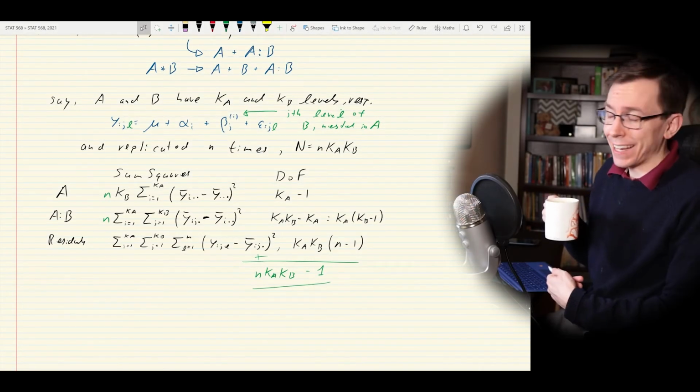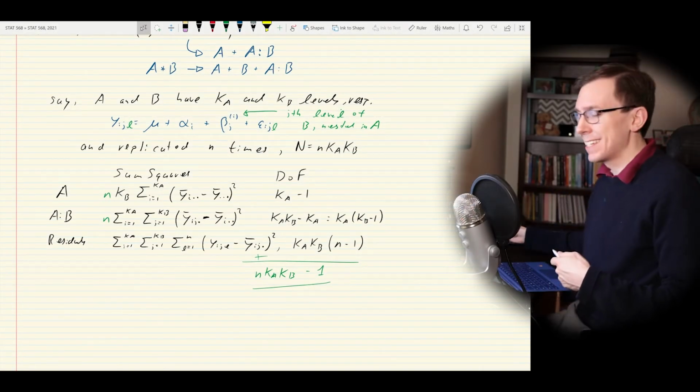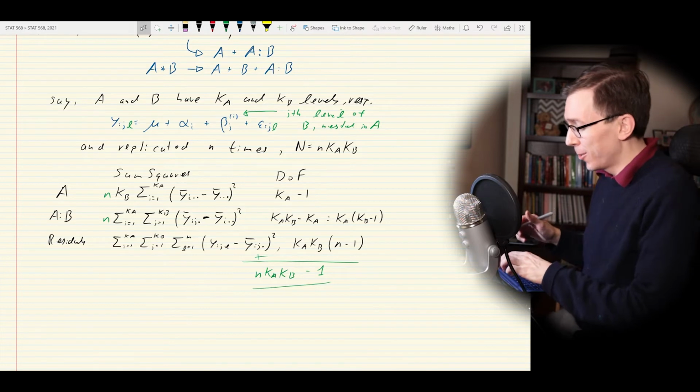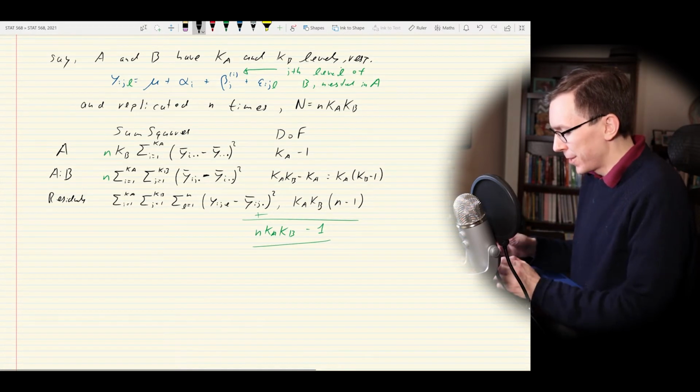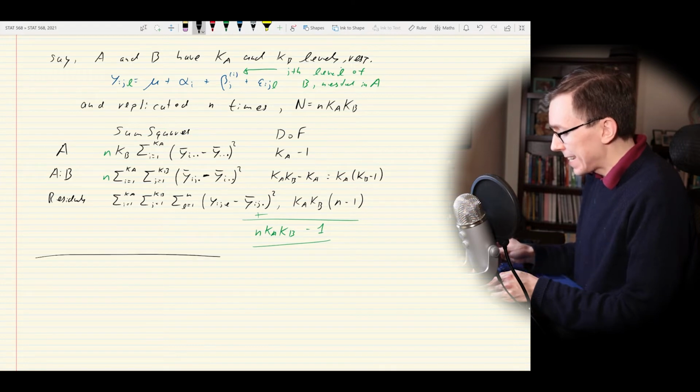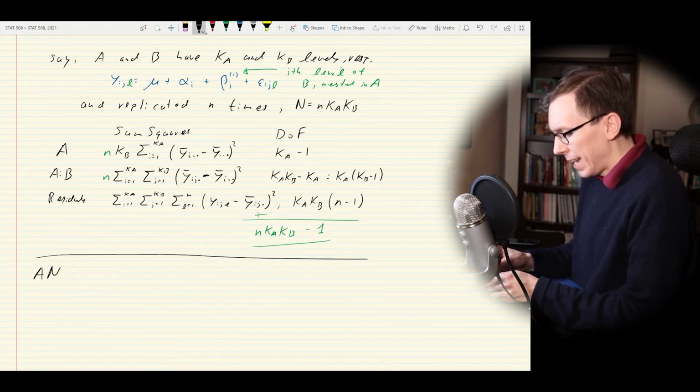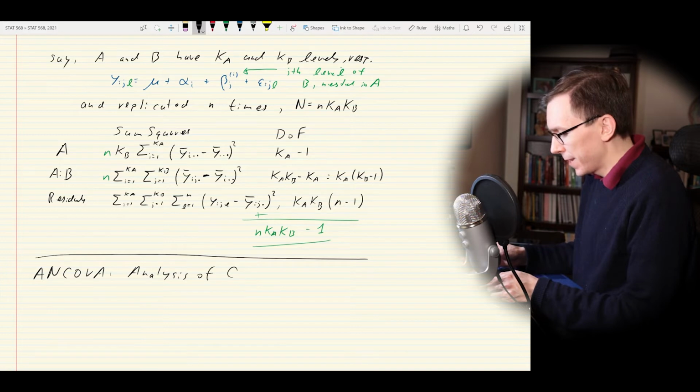And we are back, and now we're going to talk about the analysis of covariance, or ANCOVA, as it's often referred to. So the next section in these notes is going to be ANCOVA, which is the analysis of covariance.